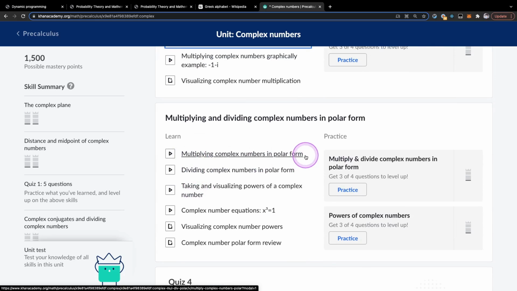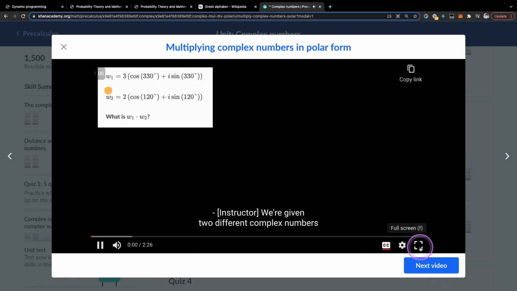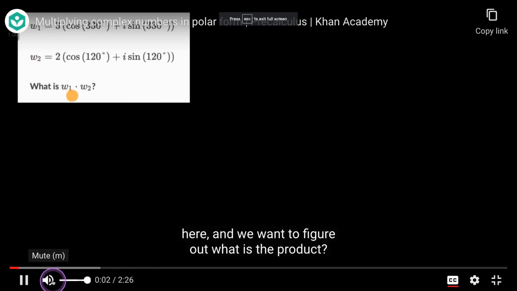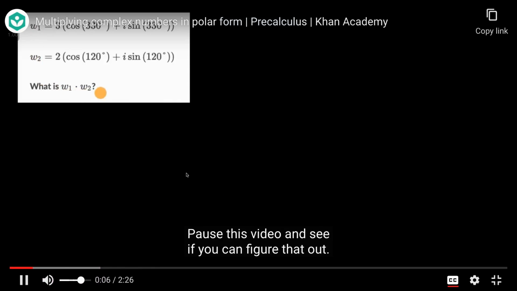Multiplying complex numbers in polar form. We're given 2 different complex numbers here, and we want to figure out what the product is. Pause this video and see if you can figure that out. All right, now let's work on this together.